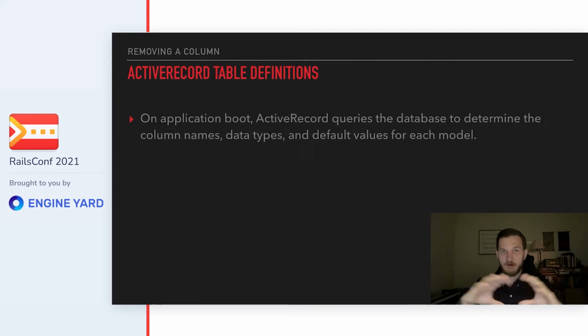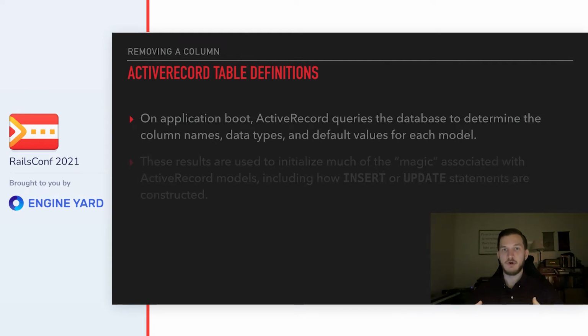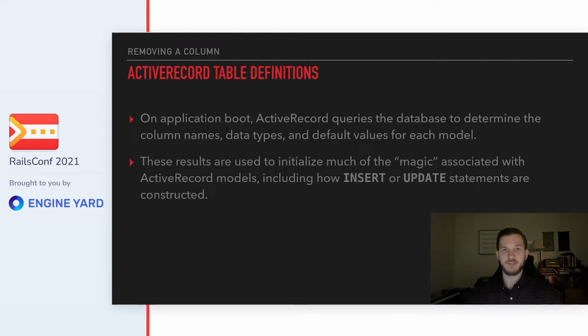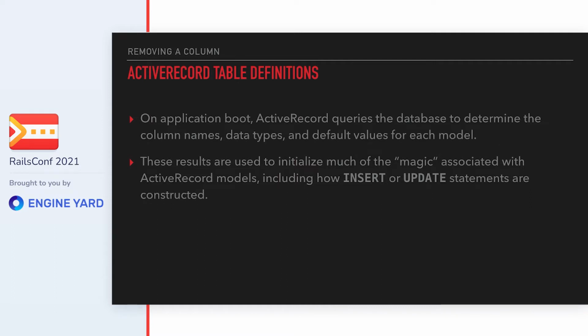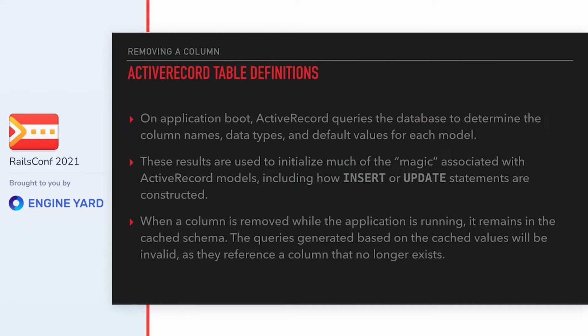Underneath that Active Record ORM layer, though, it's ultimately building raw SQL queries to perform the actual database operations. So not only do the models get instantiated with attributes based on the schema, but it also controls how the insert and update statements are built when you make changes to them. When removing a column, the column can be removed from the database, but is still present in that schema that was loaded at boot because Active Record doesn't know to reload it when you make the migration. So those insert and update queries hold on to a reference to a column that no longer exists.